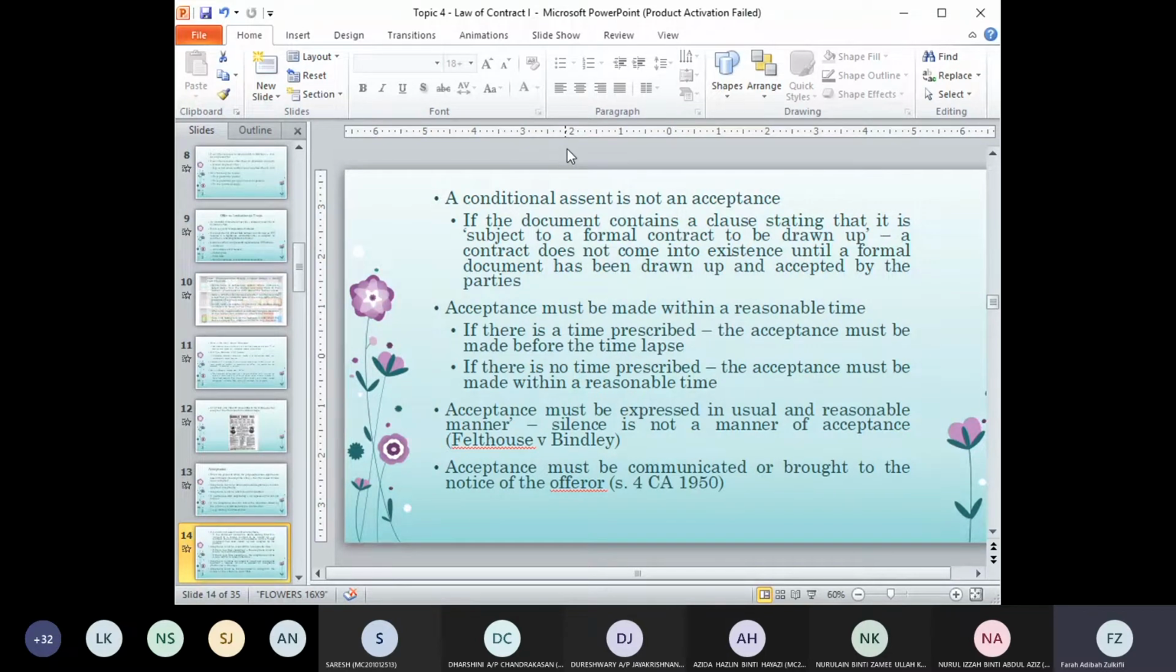Okay, so an acceptance must also be expressed in a usual and reasonable manner. So an acceptance must be communicated. Silence is not a manner of acceptance.